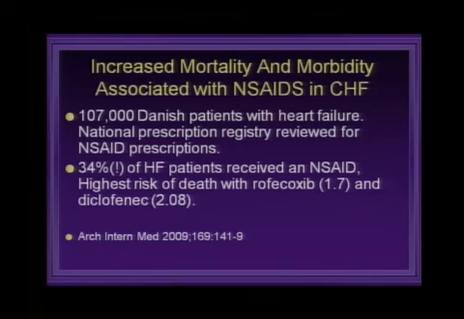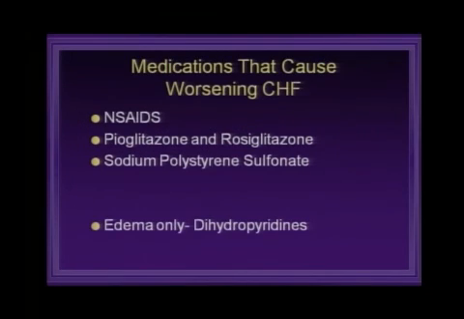rofecoxib and diclofenac. So the long-acting NSAIDs are more of a problem in patients who are at risk for heart failure because their kidneys don't get a break. But we definitely don't want to give NSAIDs to people with heart failure. They're really contraindicated in heart failure patients. They will worsen the heart failure, but they still commonly get prescribed for patients with heart failure.